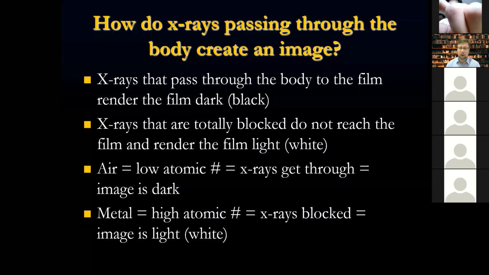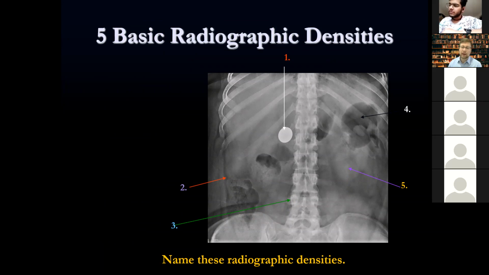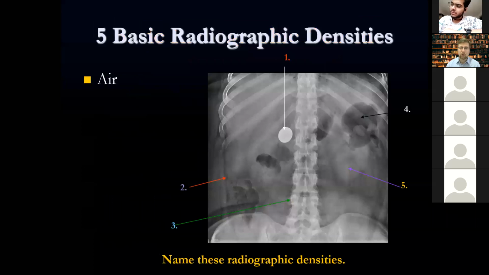Air has a low atomic number and allows X-rays to pass through, and that's why the image is dark. Metal, like in the previous image, has a high atomic number and blocks X-rays, that's why the image is white. You must remember the 5 main radiographic densities, very easy to remember, and when I switch on the text, you should say the number on the image which corresponds to the type of the radiographic density.